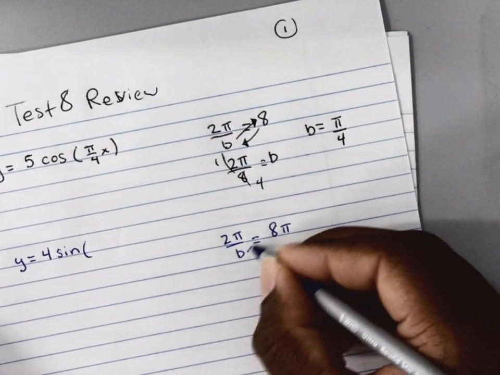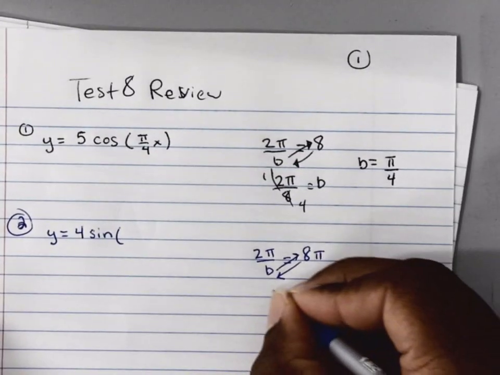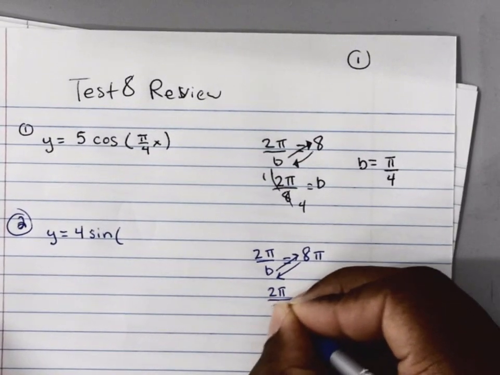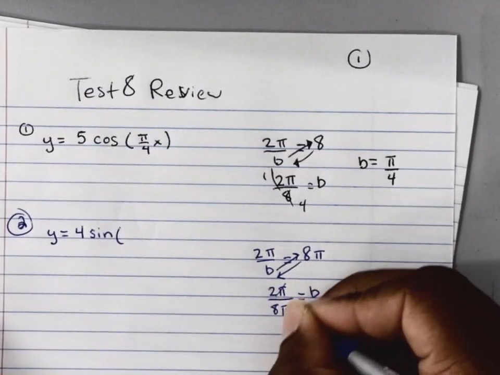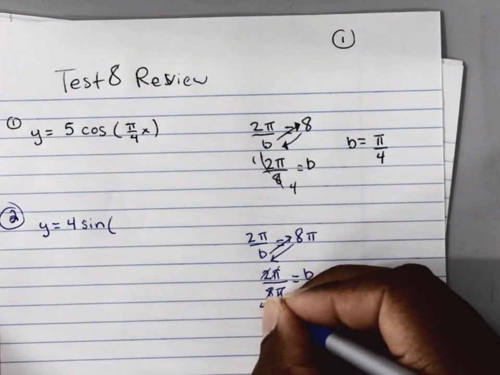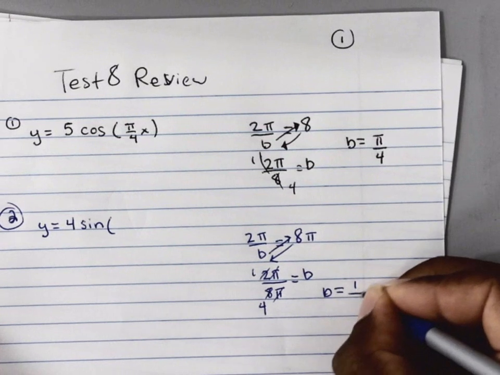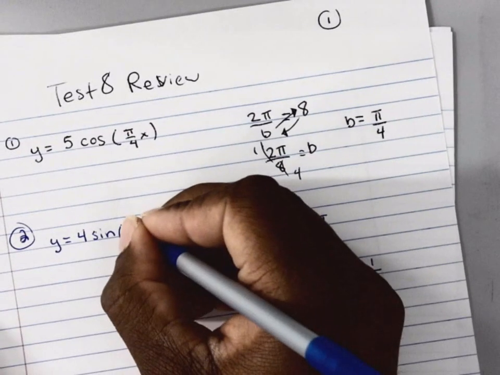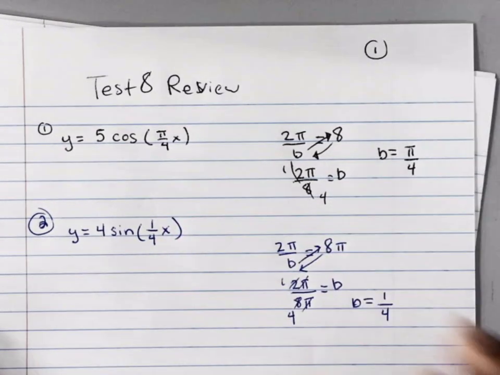And then just like before, I'll multiply by b and divide by 8 pi. What I get is 2 pi over 8 pi equals b. The pi's cancel, and 2 goes into 8 4 times. So what I'm left with is b equals 1 over 4. So then I come here and this would be 1 over 4x.